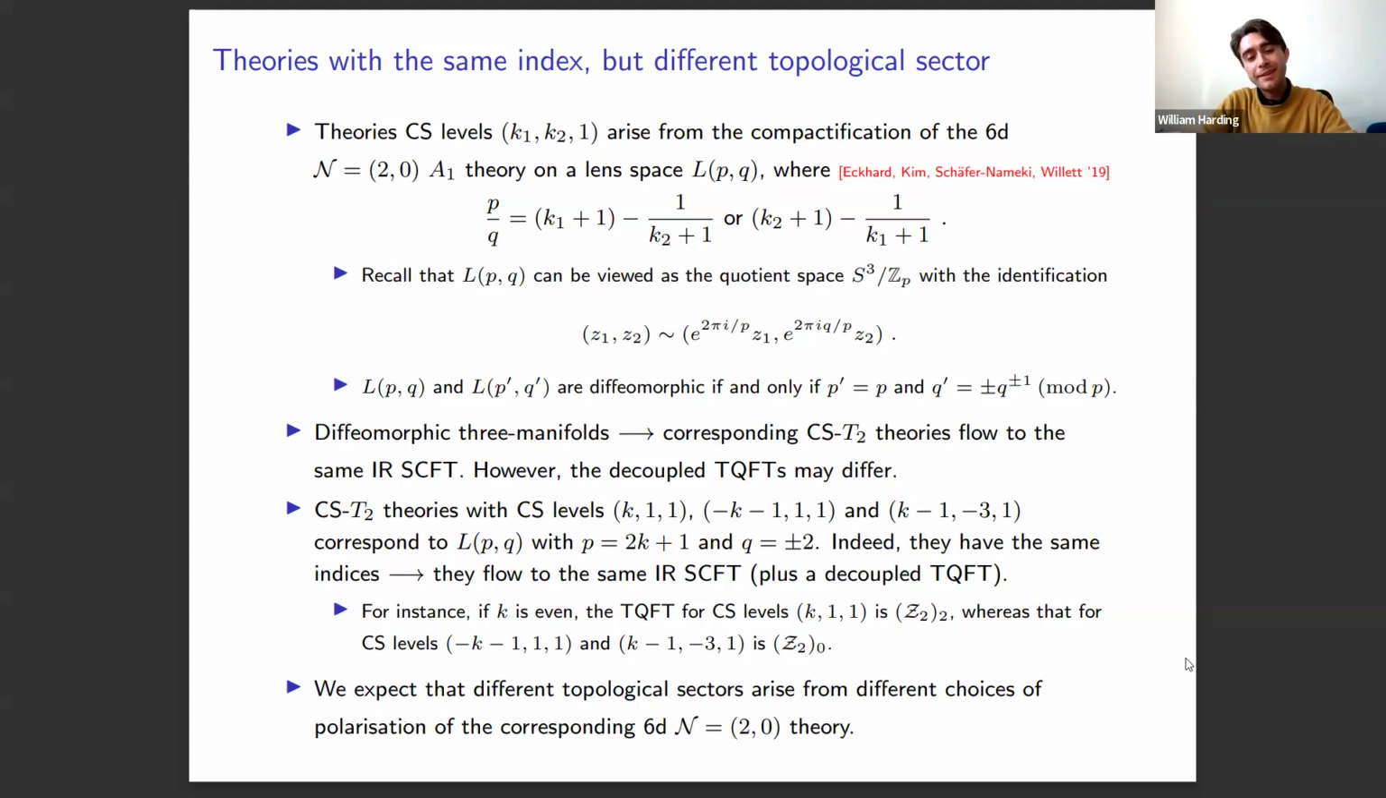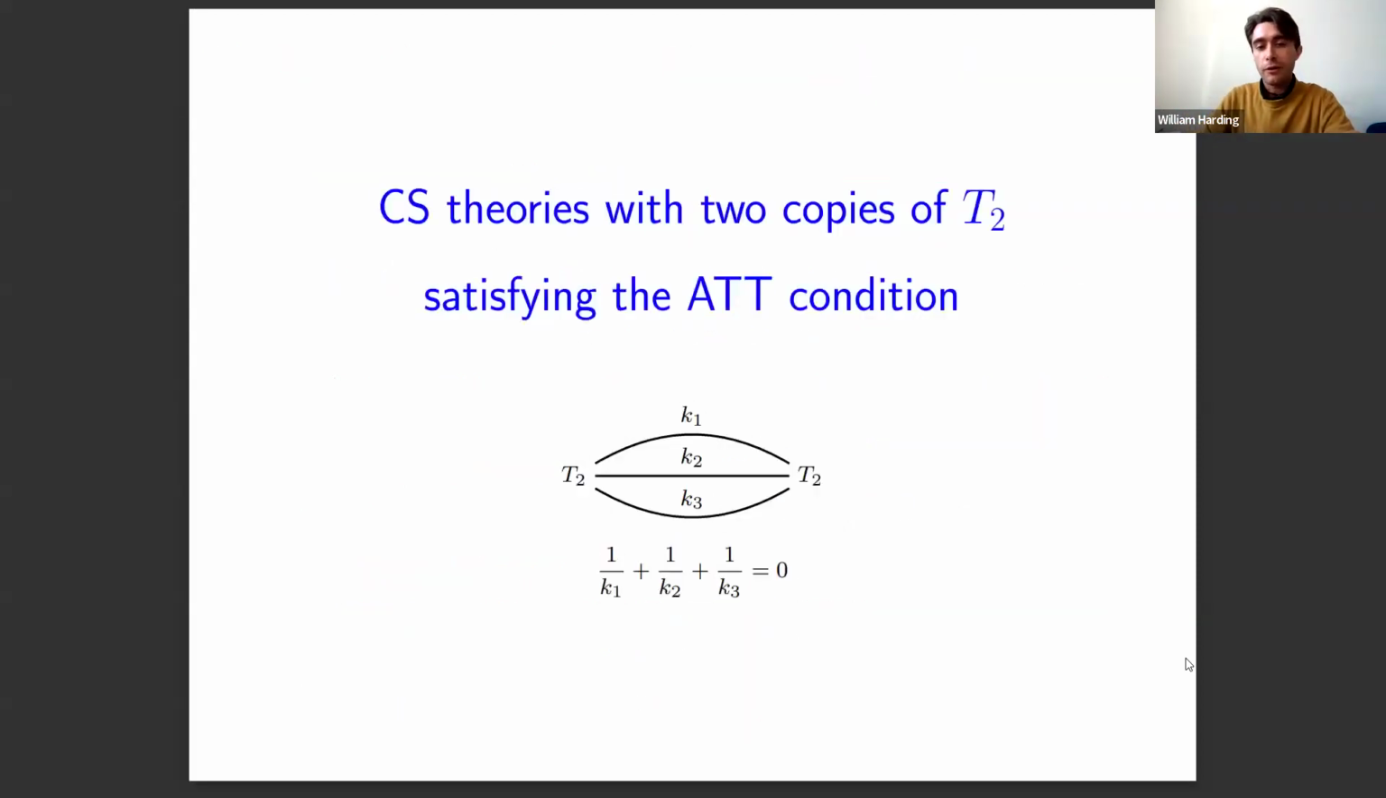So what is our explanation of this phenomenon? We expect that the different topological sectors arise from the different choices of polarization of the corresponding 6D N=(2,0) theory. Okay, so this is our explanation. Are there any questions about this section which I just ended?